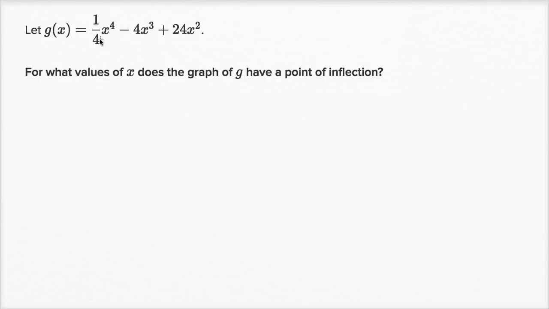Let g of x equal 1/4 x to the fourth minus 4x to the third power plus 24x squared. For what values of x does the graph of g have an inflection point, or a point of inflection?